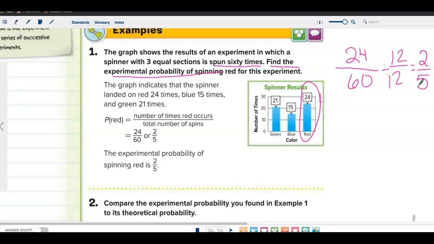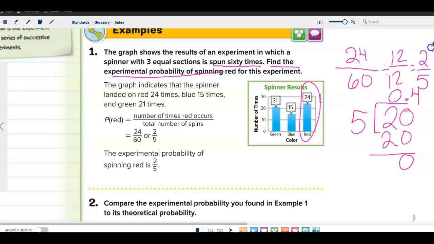I need to turn that into a decimal. How do I turn that into a decimal? You divide 2 divided by 5. I'm going to show you longhand division. So 2 divided by 5. Can 5 go into 2? No. Can 5 go into 20? Yeah. How many times? 4. 4 times 5 is? 20. Subtract and I get? 0. Okay, so my decimal, so I have 2/5, I have 0.4, and then I need a percent.